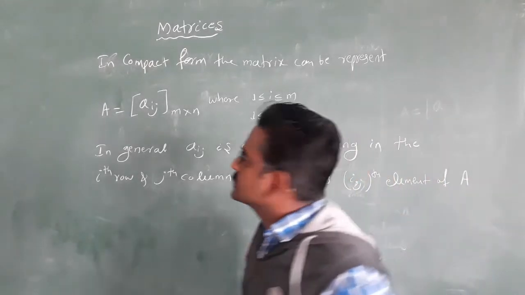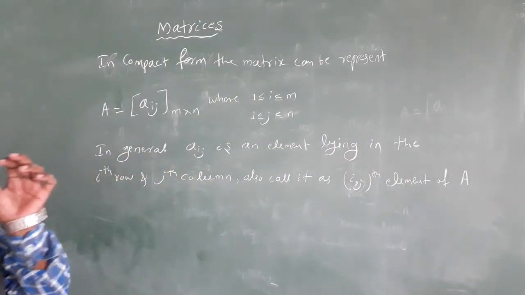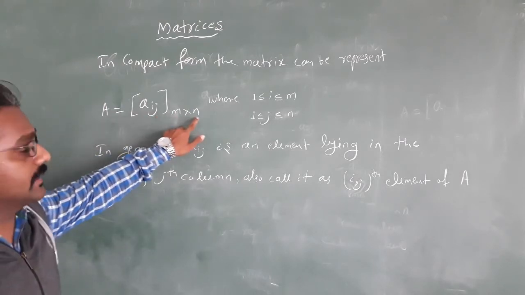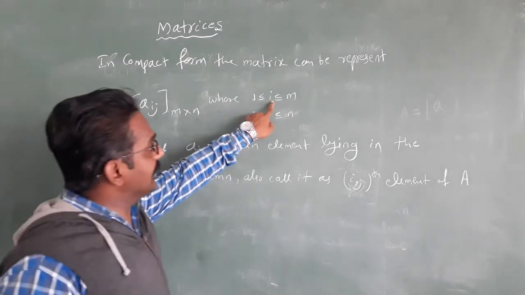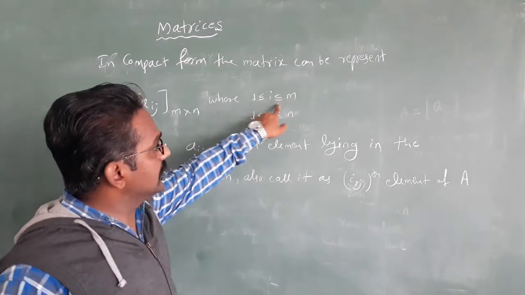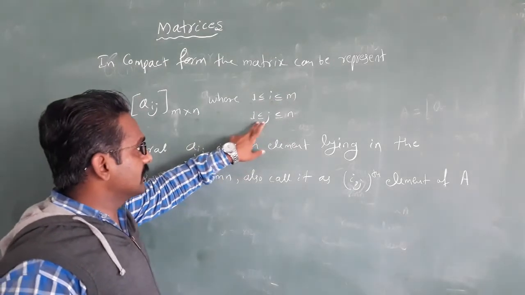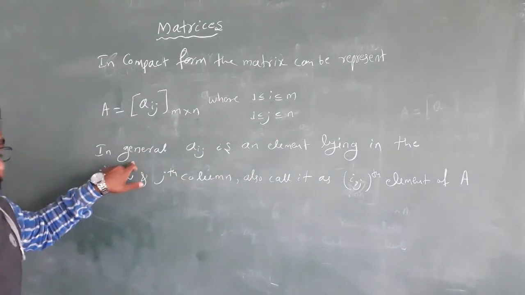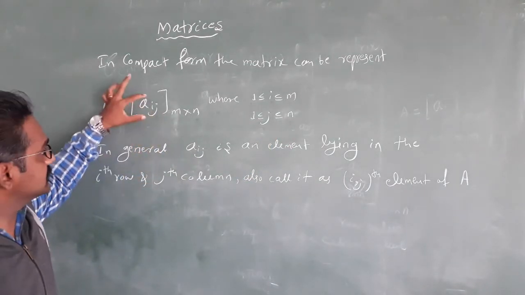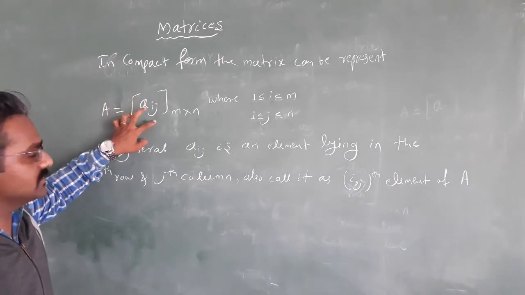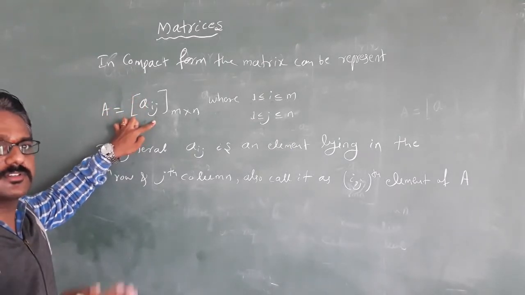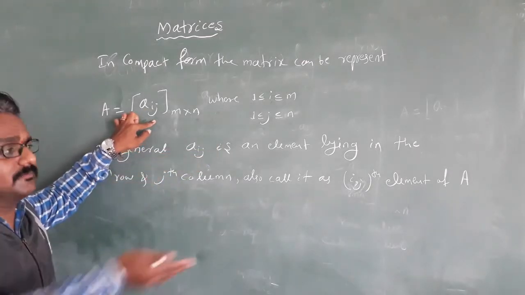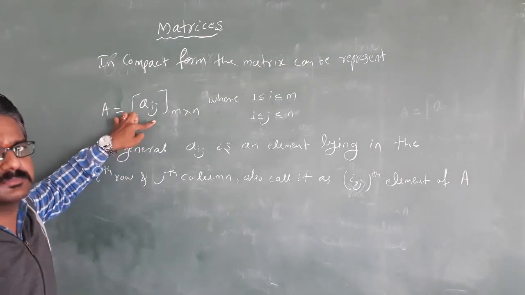See here, students. The compact form of the matrix can be represented as A equal to aij of the order m cross n, where i lies between 1 and m, and j between 1 and n. So, in general, aij is a single element. If I vary i and j, you will get different elements: first row, first column; second row, second column; or first row, second column; first row, third column. Likewise, you will get. Before only I wrote that general representation of the matrix.